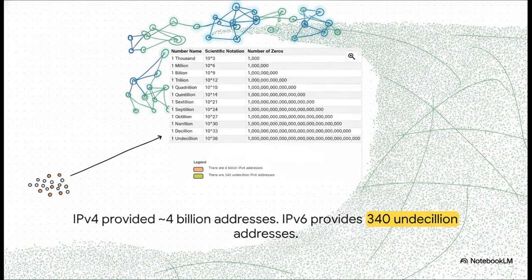To try and give you an idea of just how big that number is, the old IPv4 system had about 4 billion addresses. This number, 340 undecillion, is big enough to give a unique IP address to every single grain of sand on the entire planet. So yeah, we are not going to run out of these.